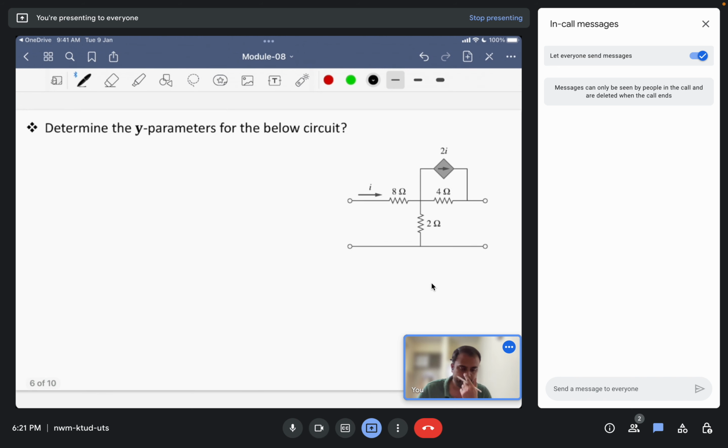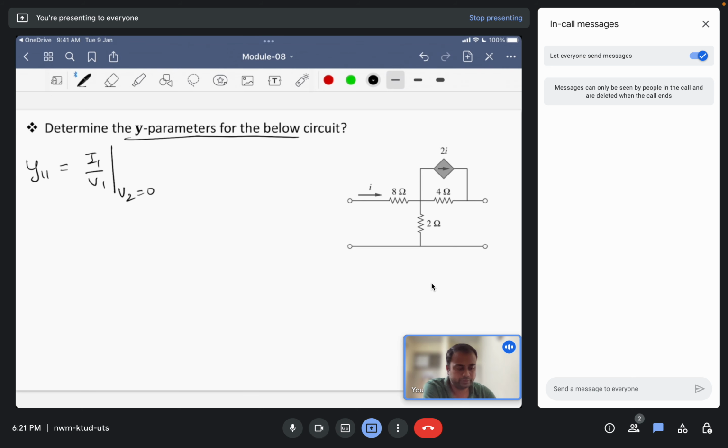Let us move to solving a problem related to Y parameters. Here we are given a problem with the Y parameter. Let us follow the same way. First of all, you have to calculate Y11, since all the parameters have to be calculated. So Y11 is I1 by V1, given that we are short circuited, so V2 is 0.